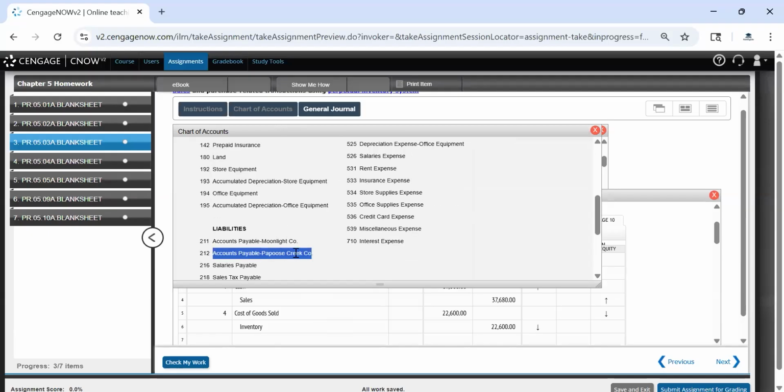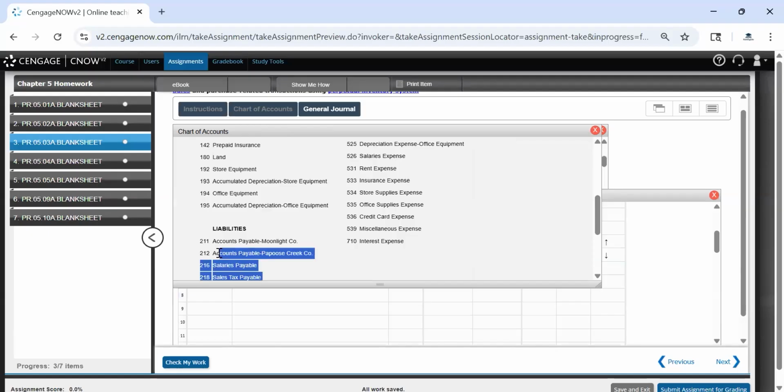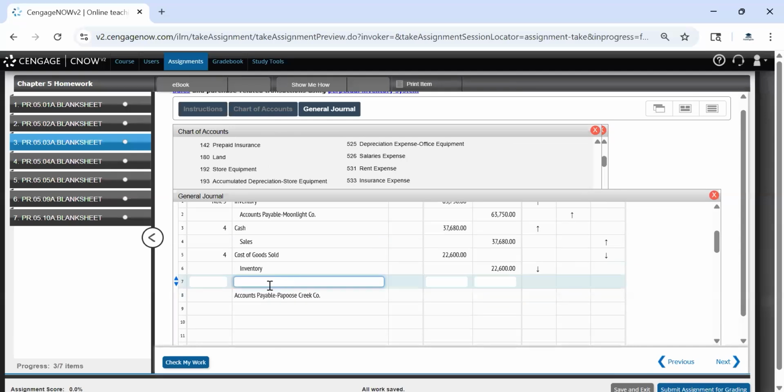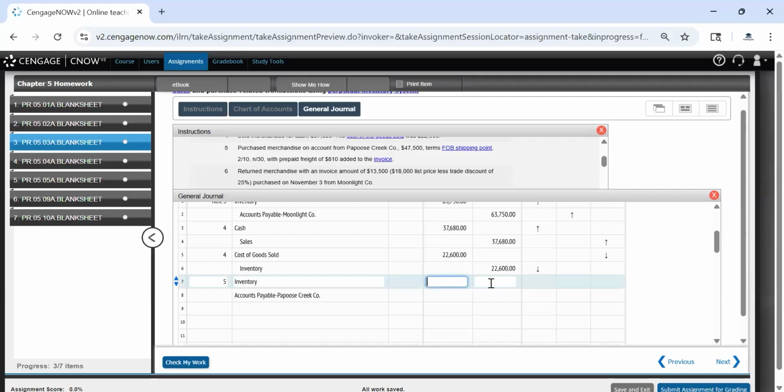So we need to get our correct liability from our chart of accounts. Our accounts payable to Papo's Creek, and that's going to be our credit. And then our debit is going to be the inventory. This transaction happened on the 5th of the month. And our total is the 47,500 plus the 810, which comes out to $48,310.